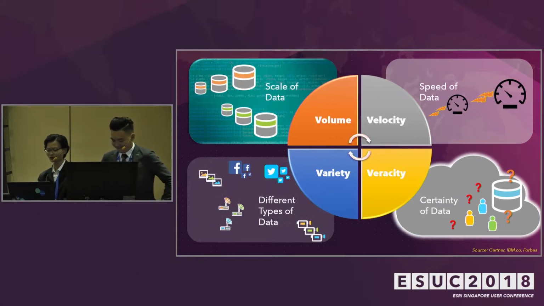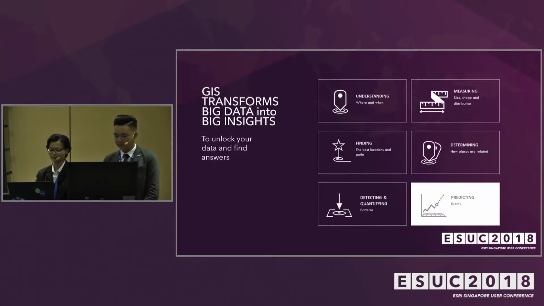So what does all this have to do with GIS? GIS can help transform your big data into big insights by providing tools for understanding. And how does this work? It gives you a spatial and temporal context to your data. It also provides tools for measuring, providing geometry to your data, which involves the shape, size, and distribution of the information. It also helps you understand and determine how places are related in terms of proximity, whether anything is overlapping, what kind of visibility you have, and accessibility.